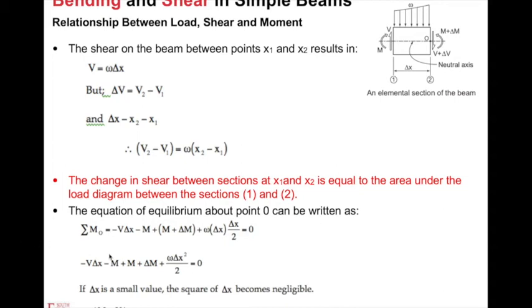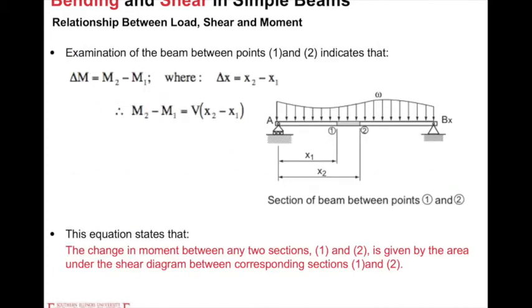And then we follow the same approach to look at the moment diagram and write down the equilibrium equation for the moment. And then we get this diagram, and you can see the ratio between the difference of moment and the difference of the coordinates x1 and x2 is equal to the shear. So this equation states that the change in moment between any two sections 1 and 2 is given by the area under the shear diagram between the corresponding sections 1 and 2.